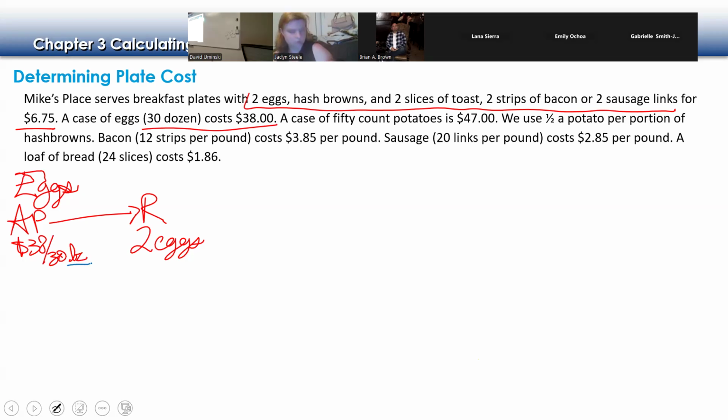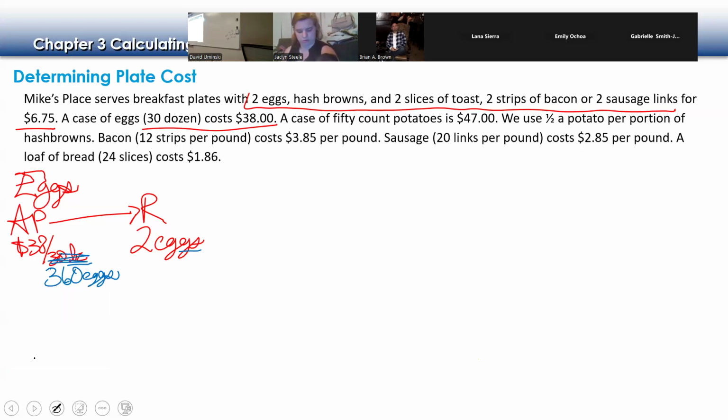Do my units match? No. So I have to convert. Which one am I going to change, the recipe side or the as purchased side? Can I convert 2 eggs into the equivalent of the dozen? No, that's way too much work, right? So 30 dozen times 12 eggs is how many eggs? 3 times 12 is 36, so 360 eggs. Now my units match, eggs and eggs.